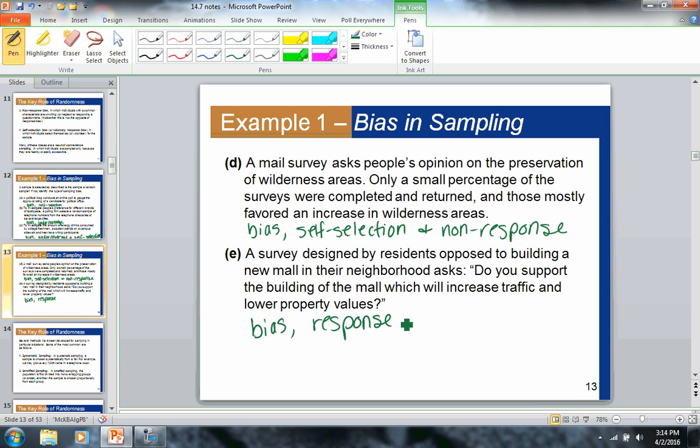Oh, those are bad. So, a better way to ask that question would be very neutrally, do you support the building of the mall? Okay, so it's this phrase right here where it says it's going to increase traffic and lower property values. Those are bad things. So you don't want to put that into your question because, of course, you're going to get people saying, oh, no, I don't want that. I don't support bad things.